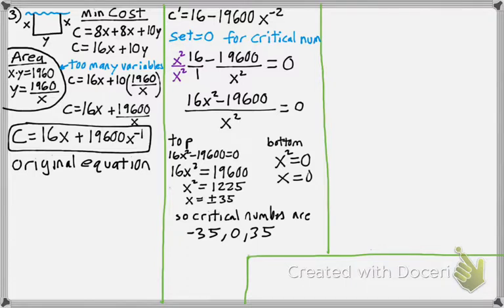And I'm going to cross out the 0, because it is actually undefined in the original, which means it can't be a critical number. If you want to cross it out first, you can. The negative 35 is a critical number, but it doesn't really make sense for dimensions in the problem, so I'm going to cross that out as well. So 35 is really the only one that makes sense.